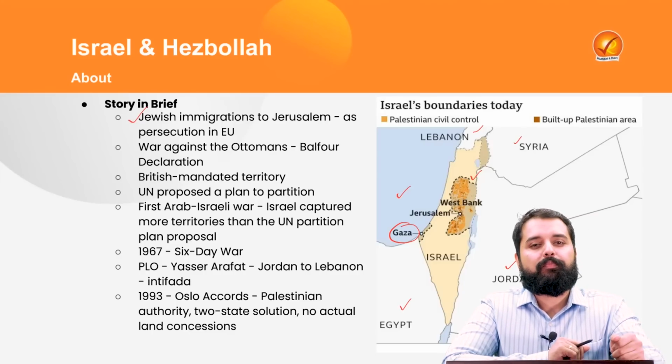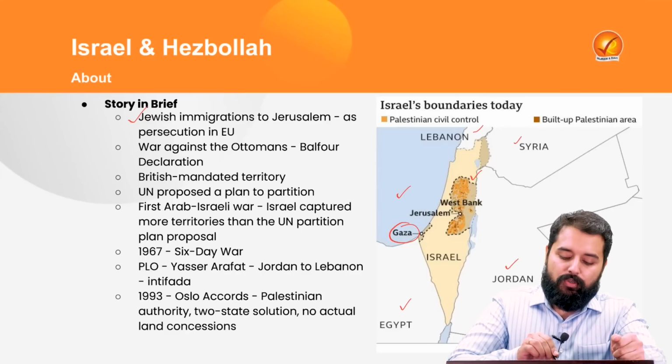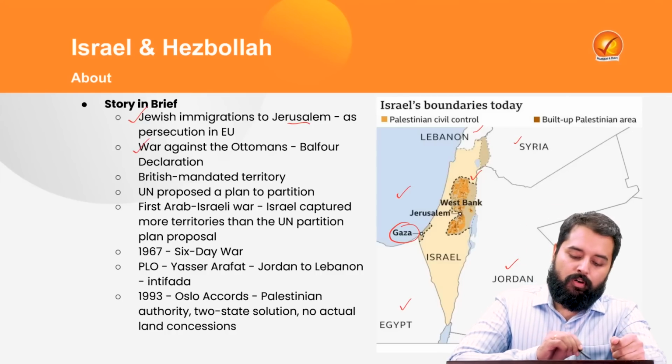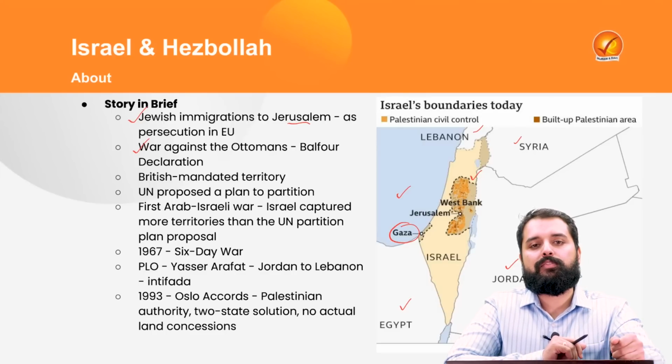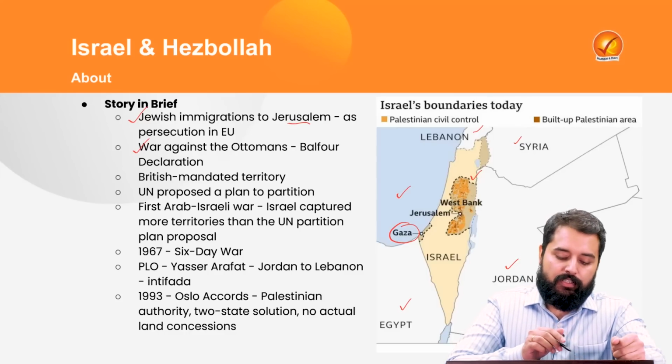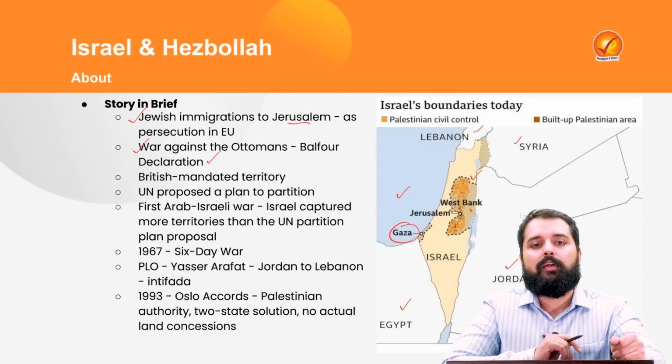The Jewish people were facing persecution across Europe and other parts of the world in the late 19th century. So they started migrating to Jerusalem and started settling there. Jerusalem was a part of the Ottoman Empire. When the war broke out, then in the war against the Ottoman Empire, the British agreed with the Jewish people that we will make Palestine the national home for the Jewish people if you support us in the war against the Ottoman Empire. This was termed the Balfour Declaration. Now, Palestine became a British mandated territory.